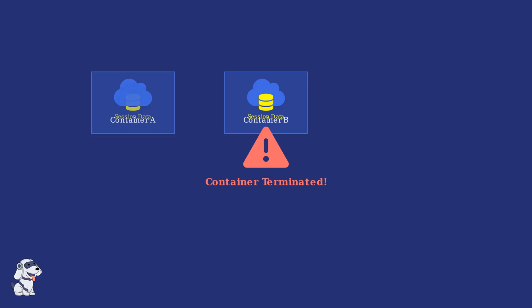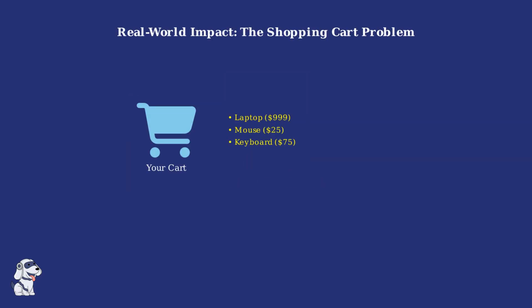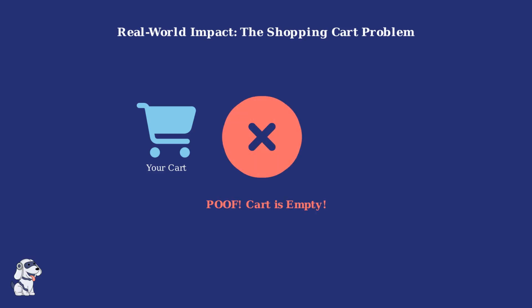But here's the critical problem. Cloud Run containers are disposable. When traffic decreases or for maintenance or simply due to Google's infrastructure management, containers can be terminated at any time. Imagine you're shopping online and you've carefully selected items for your cart. You've spent time comparing products, reading reviews, and building up a substantial order. Now imagine that every time you click a link, refresh the page, or even just wait too long, your entire shopping cart disappears. All your carefully selected items are gone, and you have to start over from scratch.